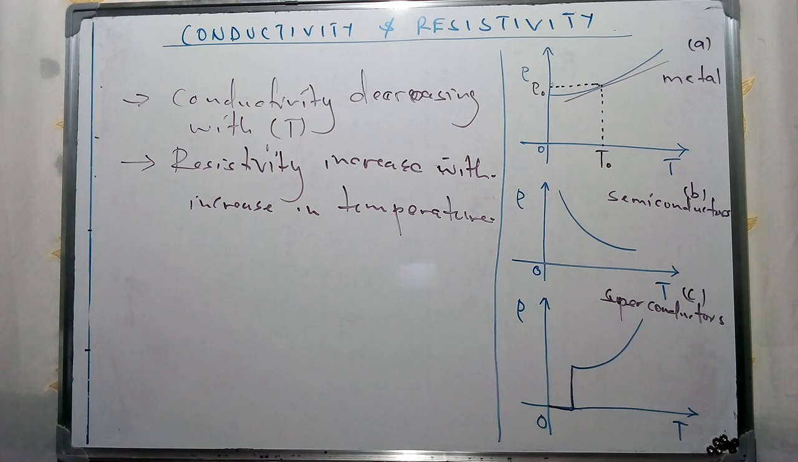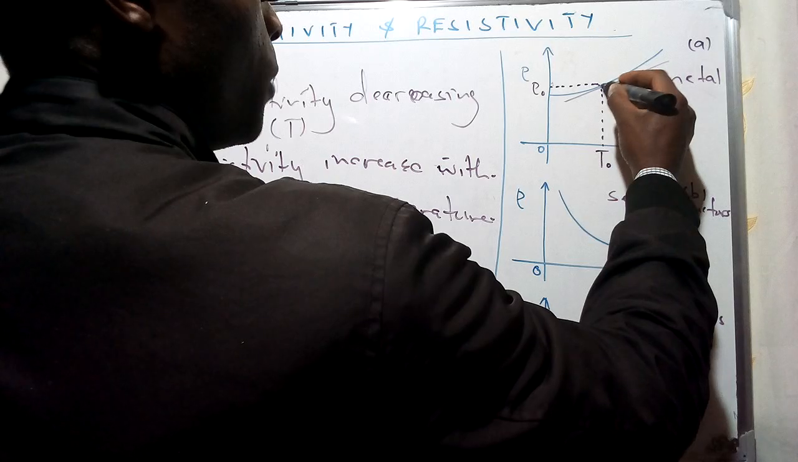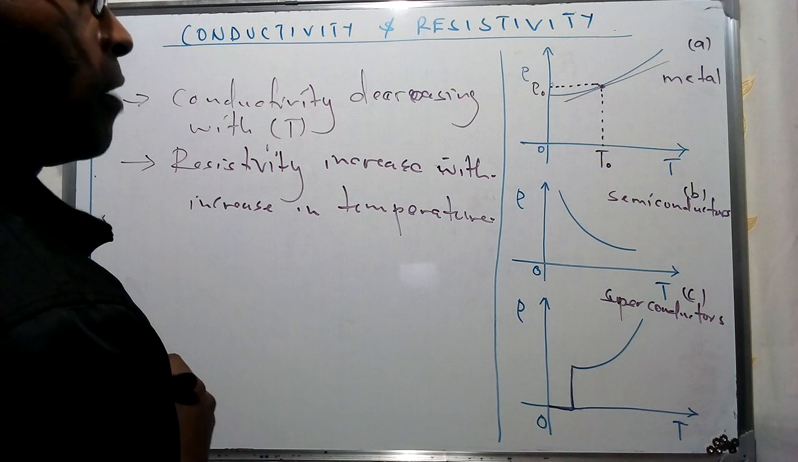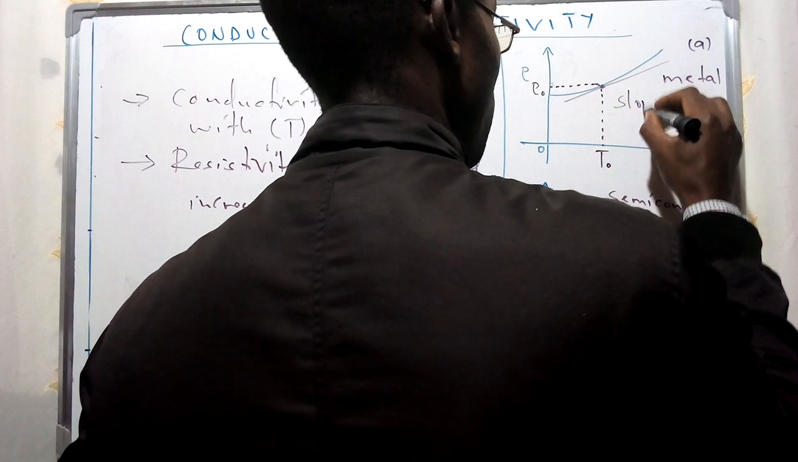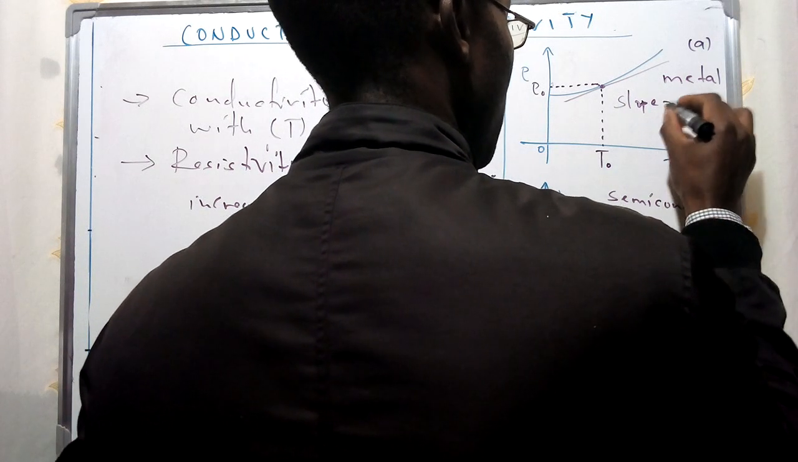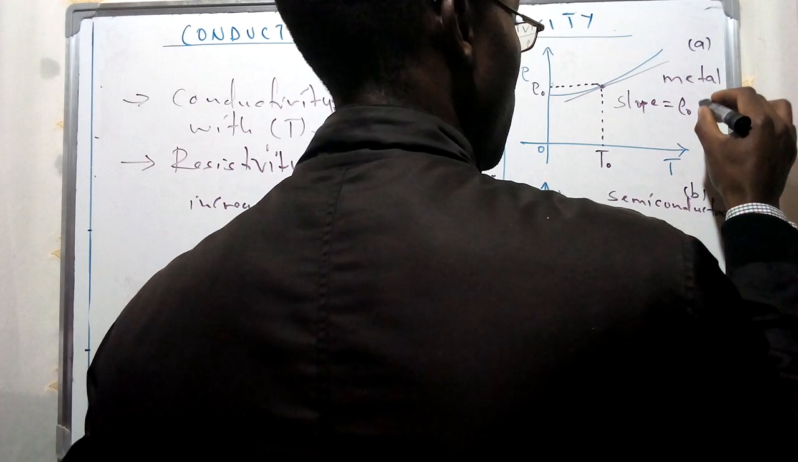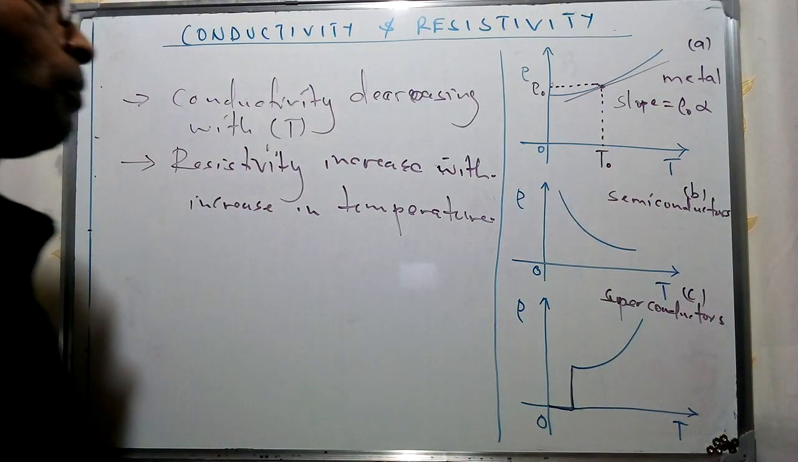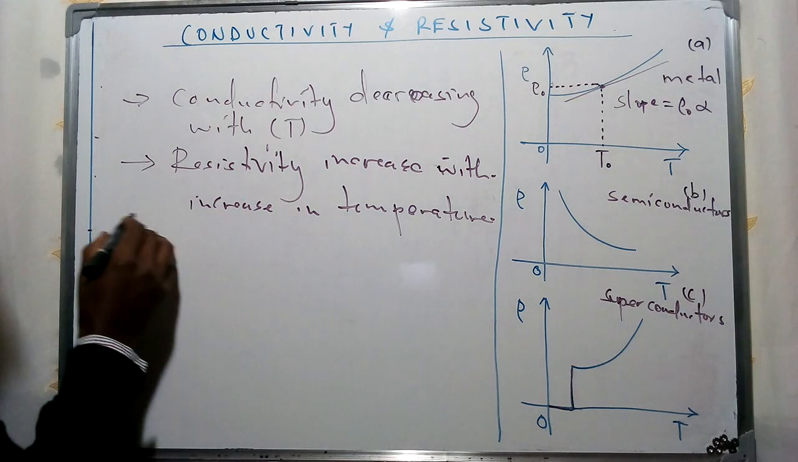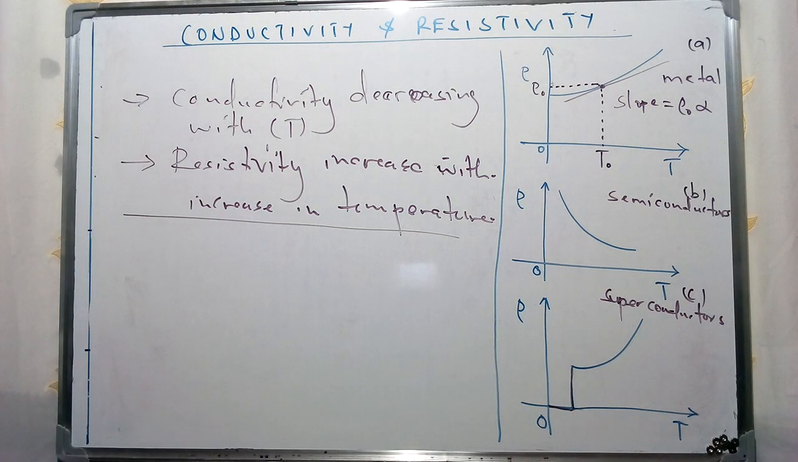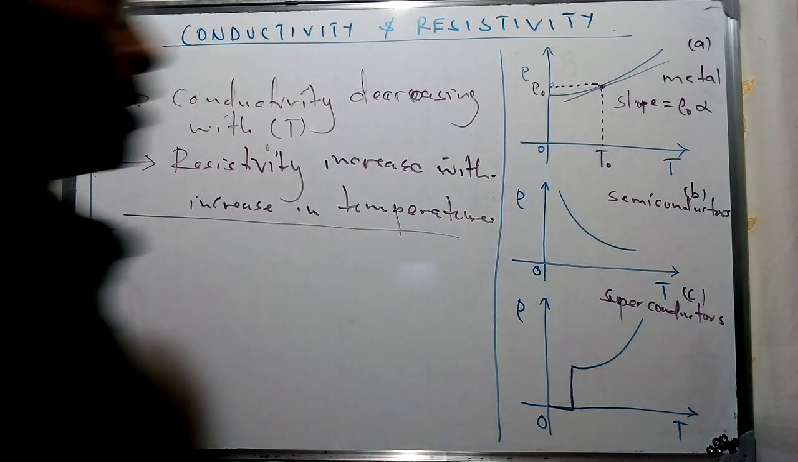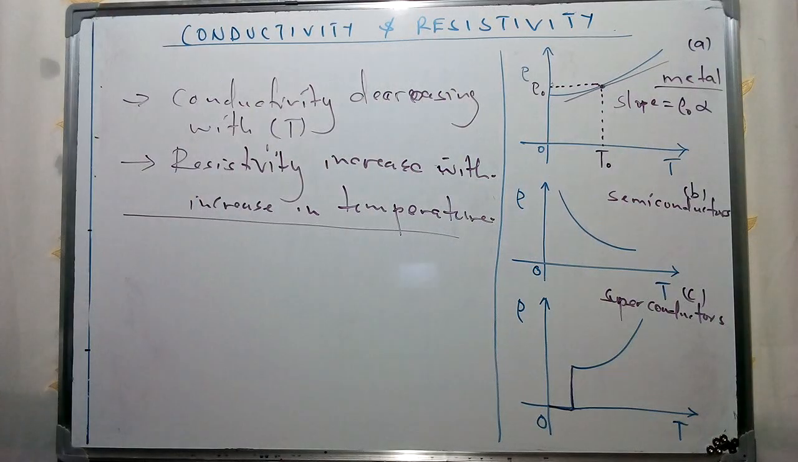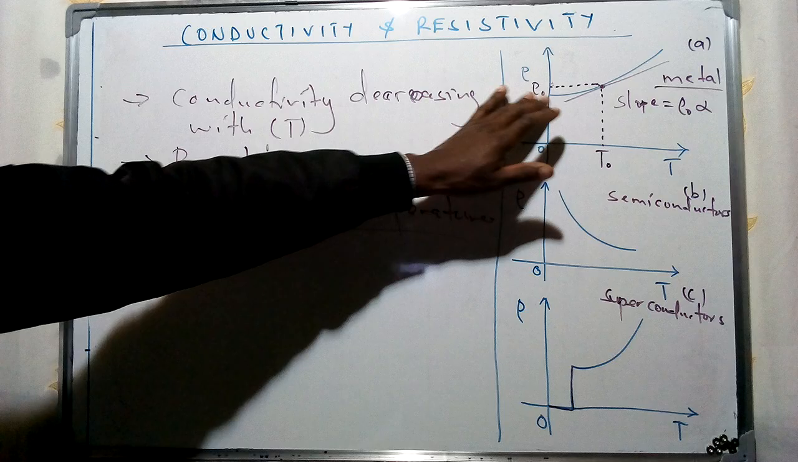So in this case, if we take this lower line, which I've given at that specific point, we can find the slope at that particular point, which is equivalent to rho naught times alpha. I'm going to define this concept of alpha as we go by, but this is the graphical representation of the behavior of resistivity for metals against temperature.